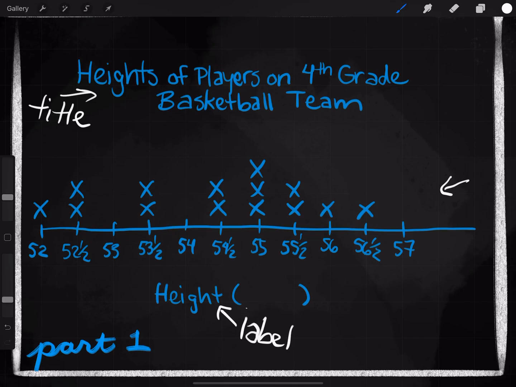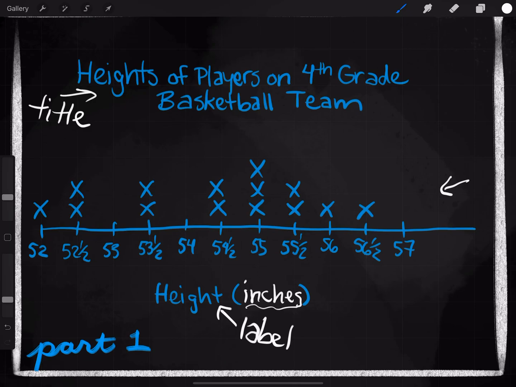It's the units. So what is the height measured in? Is it measured in feet? I hope not. Is it measured in centimeters? Probably not. I think this is measured in inches. That would make sense. So we want to write inches so we know the 4th graders are between 52 and 57 inches tall, which is about the right height for 4th graders. They're probably not going to be 56 feet tall.